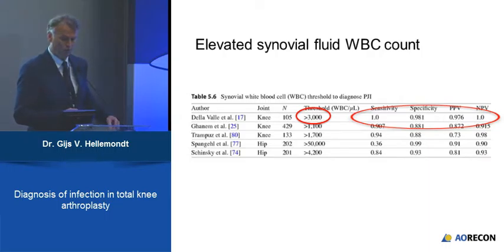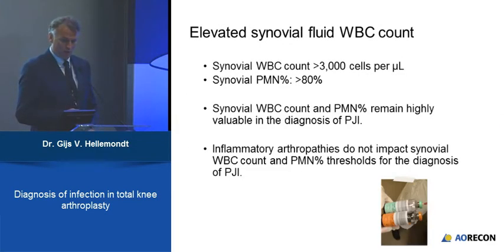What about the threshold of the synovial fluid? If you send the aspirate, what we use now are the thresholds, as you see here, known from the knee, from the last study by Greg de la Valle: over 3,000 is probably the threshold. The PMNs should be percentage-wise over 80%, and if both the cell count and PMNs are over 3,000 and over 80%, probably this is a high value in the diagnosis of an infection. Good to know that inflammatory arthropathies do not impact both of these thresholds.